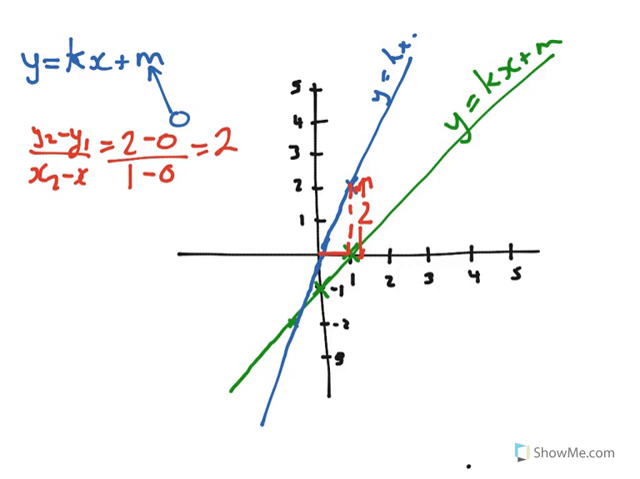So we can say that the blue line is y equals 2x. That's our equation that represents the blue line. y equals 2x. There's no plus in it at all. Okay, y equals 2x. Well, what about the green line then?